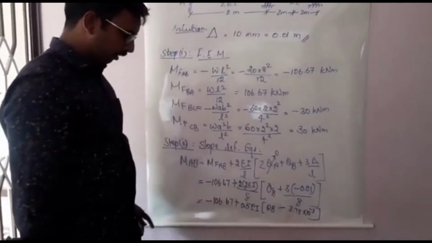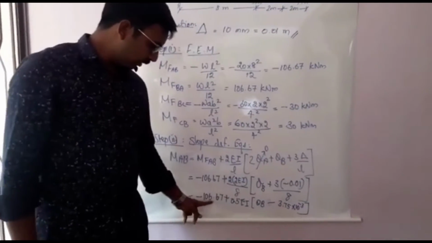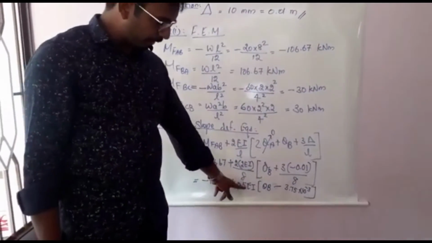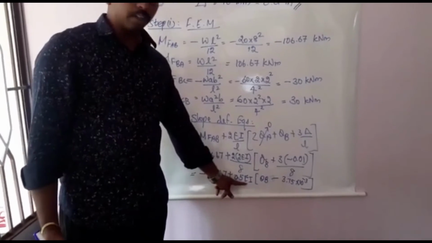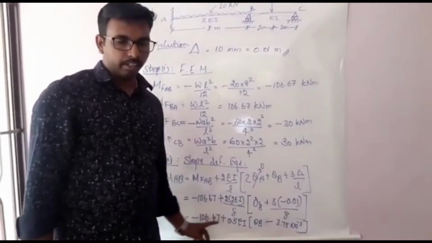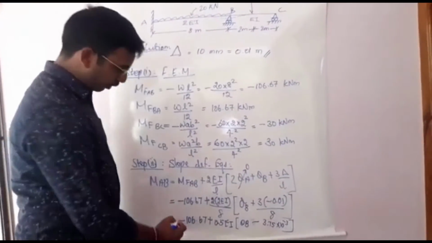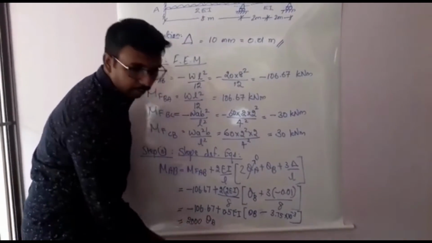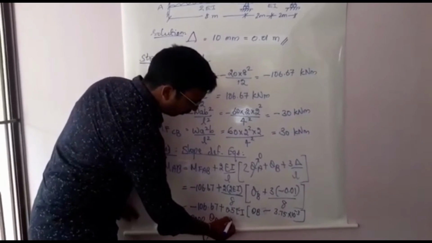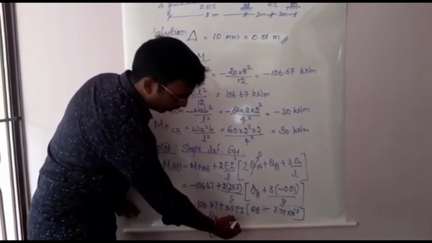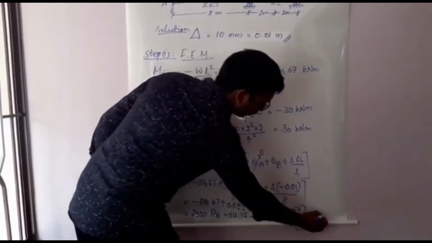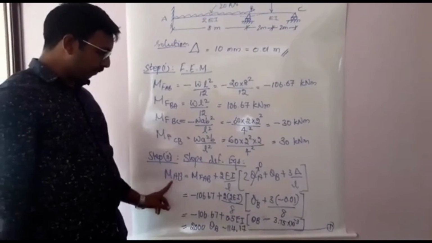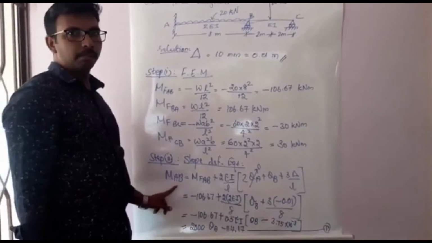If you simplify this, you will get an equation in terms of theta B. You have to substitute the value of EI and simplify it. You will get 2000 theta B minus 114.17. You will get one equation. Then likewise you have to find it for MBA, MBC and MCB.